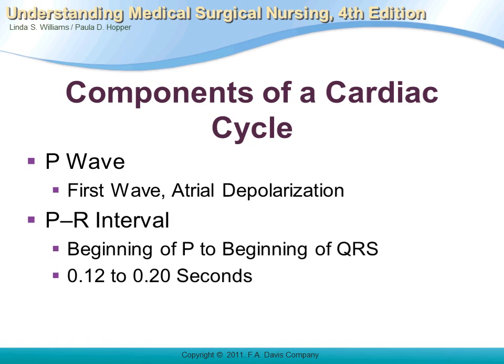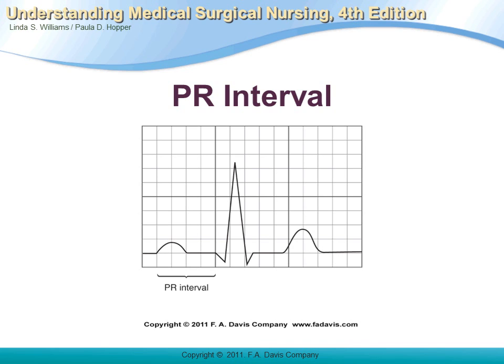Then we have the PR interval. That's something we measure, and it is measured from the beginning of the P wave to the beginning of the QRS complex, or ventricle depolarization. That interval is typically 0.12 to 0.2 seconds. That's normal. If it's out of those parameters, then that's abnormal. So this is that PR measurement. We measure from the beginning of the P wave to the start of the QRS complex.